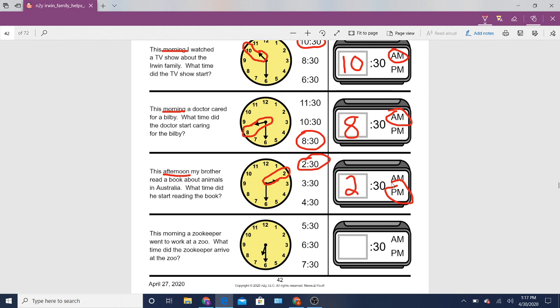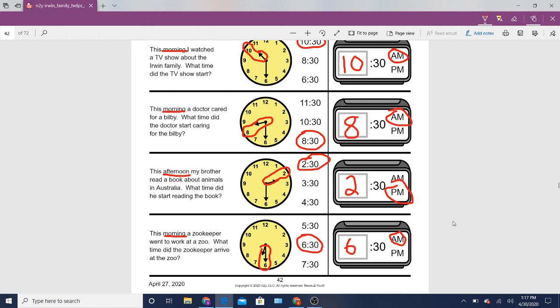Okay, the next one, which is the last one on this worksheet, says, this morning a zookeeper went to work at a zoo. What time did the zookeeper arrive at the zoo? Find our smaller hand. It's pointing straight between the 6 and the 7, so you go with the first one, which is the 6. Again, the big hand's on the 6, which means 30, so it's 6:30. I'm going to write in the 6. I'm going to go back over, and it says morning, so I'm going to circle AM.